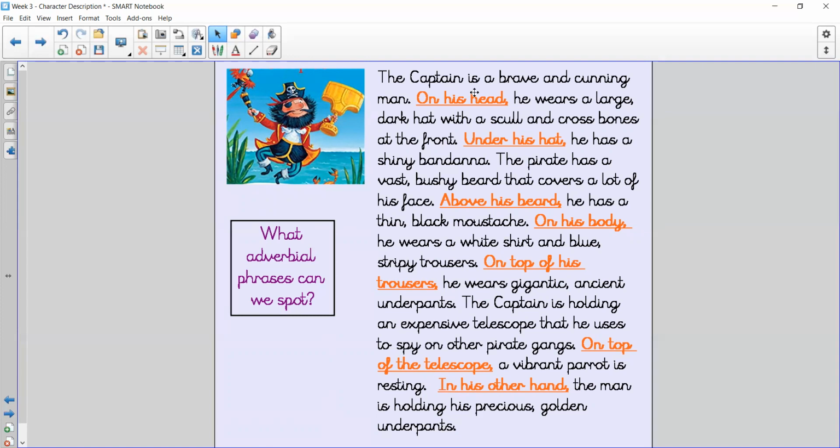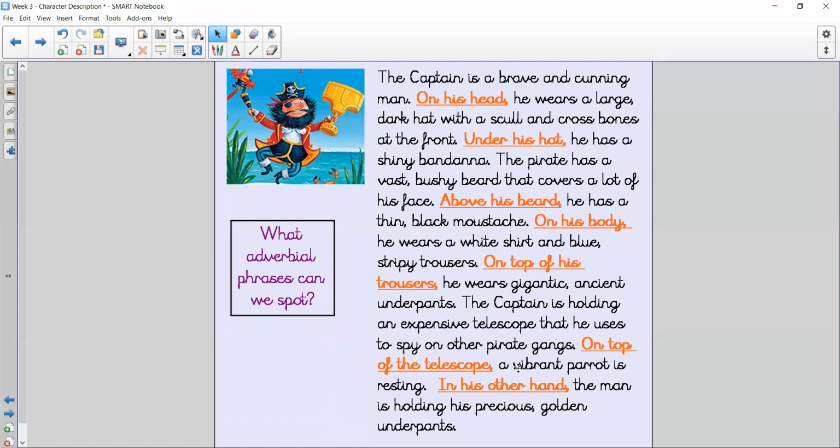So here you can see in orange, I've underlined all the adverbial phrases that I've used that tell us where on the pirate's body. So where is his hat? It's on his head. Where is he wearing the bandana? Under his hat. Where does he have a mustache? Above his beard. Where is he wearing his shirt and trousers? On his body. Where is he wearing the underpants? On top of his trousers.